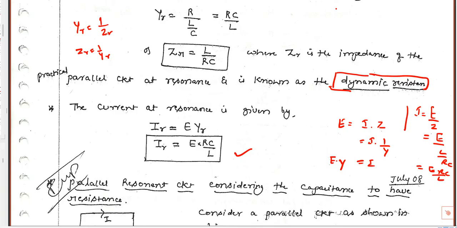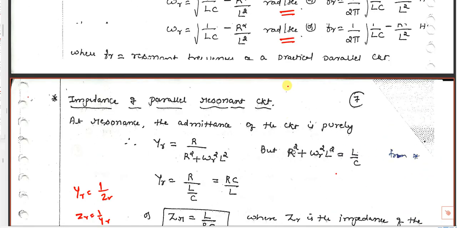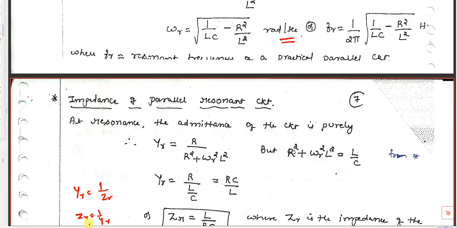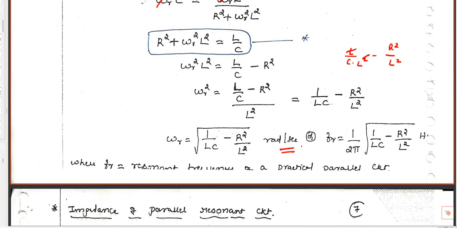So very, very important. You have to derive only up to here. This is the additional part. So for the derivation, you have to stop at this point.